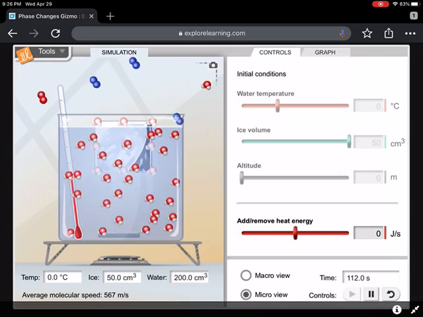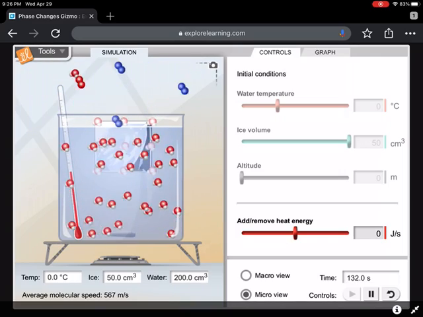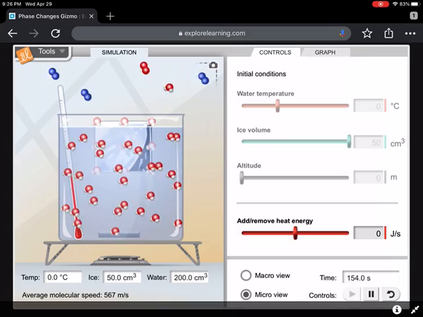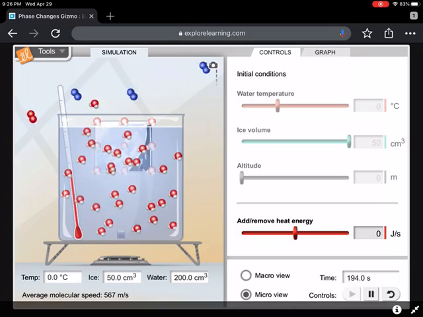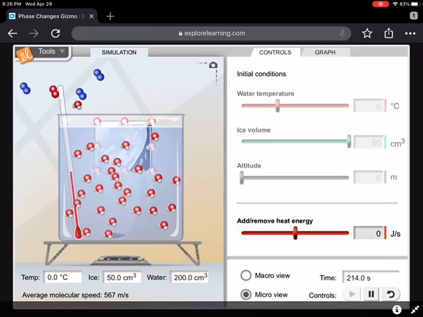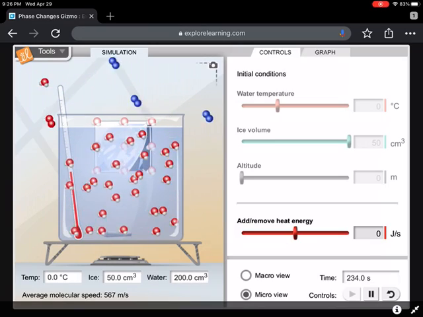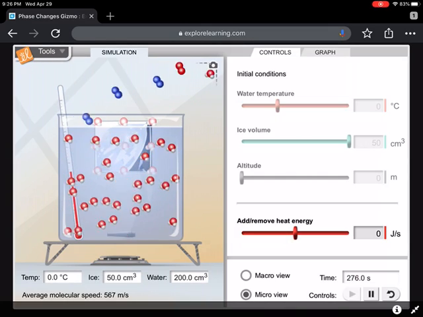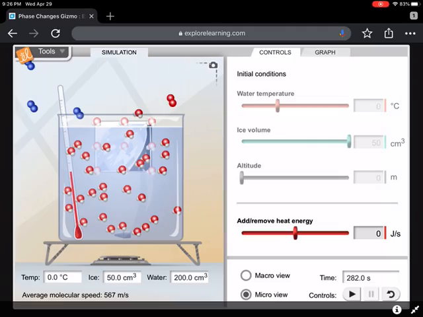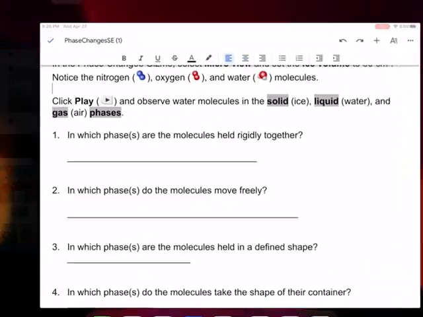They're just kind of shifting. In the cube, they're just going back and forth, back and forth. Up in the air, I have some blue and some red and some red with white. I didn't look to see what was what. And they're just bouncing all over the place. All right, so let's hit pause and go back and answer my questions.